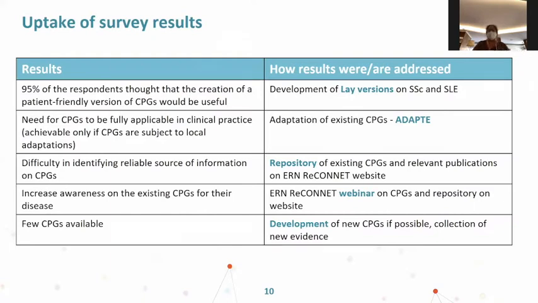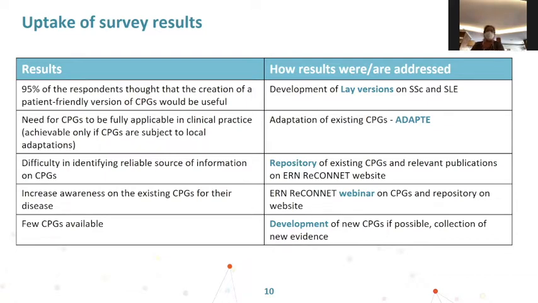So just to wrap up, 25% of the respondents thought that the creation of a patient-friendly version of the clinical practice guideline would be useful. That's why we started with the pilot of developing lay versions for systemic sclerosis. Actually, we have developed a methodology that will be used for all the diseases. And in fact, now we are using this methodology for the translation in layman language of lupus recommendations developed by EULAR.